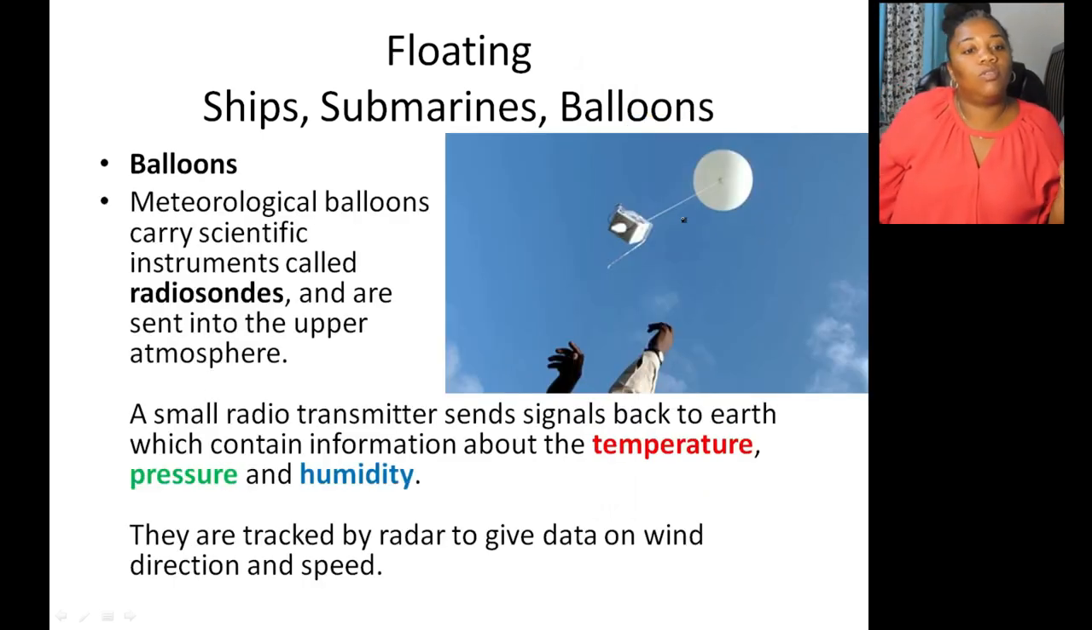Now, ships, submarines, and balloons still. Balloons are used to determine whatever weather is afoot. We call these meteorological balloons, which carry scientific instruments called radiosondes, and they are sent up into the upper atmosphere. They transmit signals back to Earth with information about temperature, pressure, and humidity, and they're tracked by radar to give data on wind direction and speed.